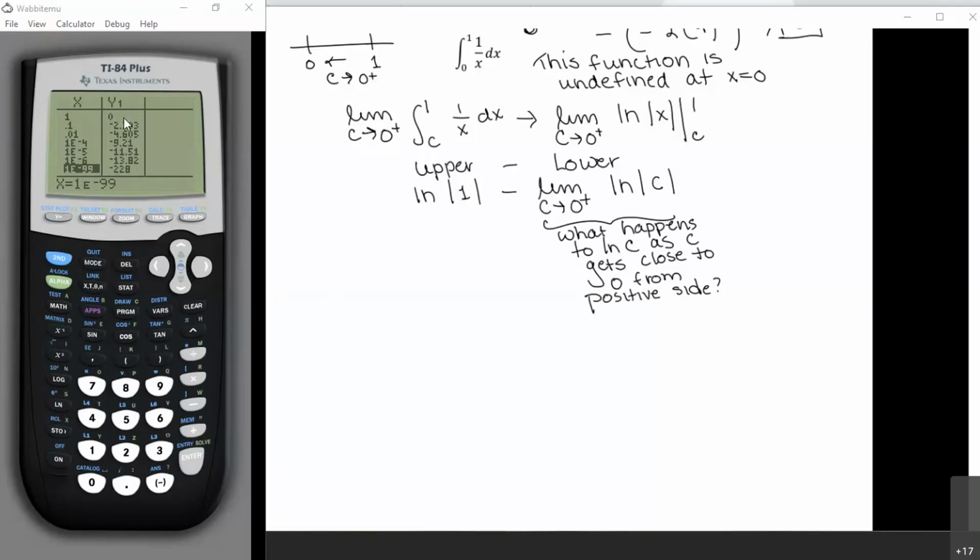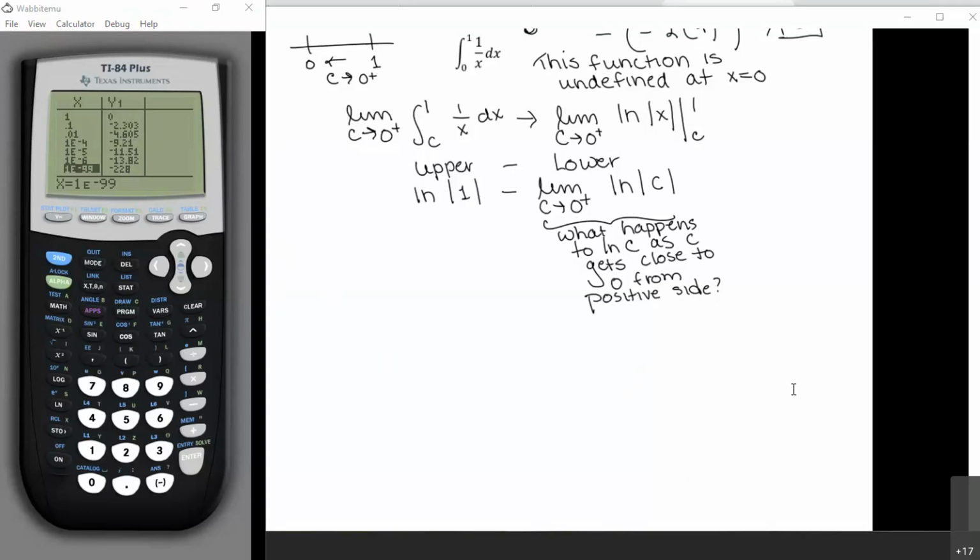The y values are getting smaller, I guess smaller is a good word, more negative, and are approaching negative infinity. They're not approaching 0. They're going the other way. Negative 2.3, negative 4.6, negative 11, negative 13, negative 228. They're approaching negative infinity.